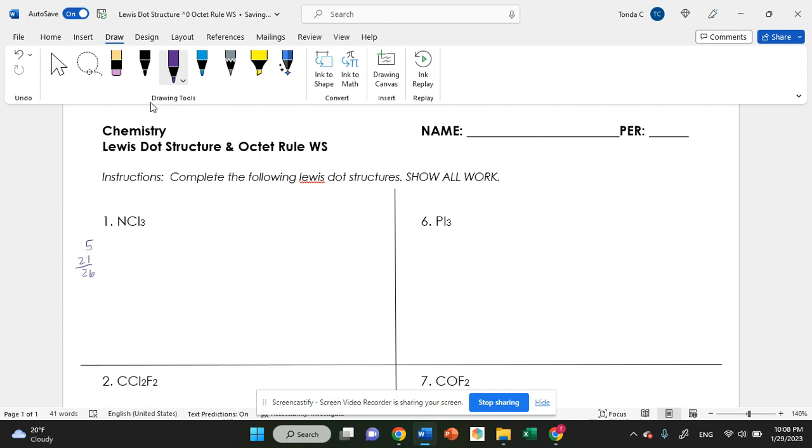Then you have to lay out the structure. Well, nitrogen is listed first, and chlorine is a halogen, which means it's not going to go in the middle. So we're going to throw nitrogen in the middle, and we're going to put all the chlorines around it. We're going to next bond them all together.